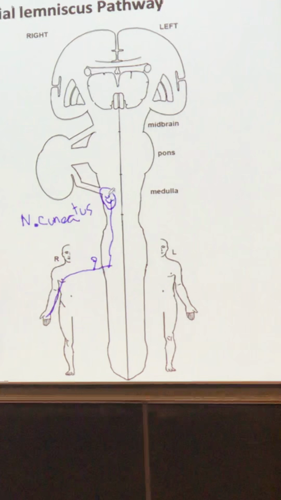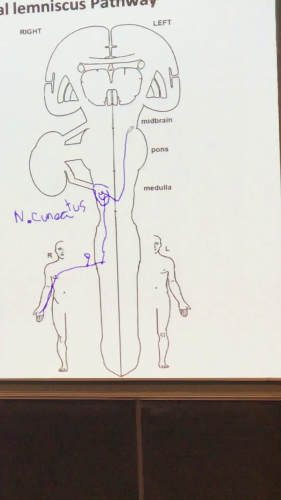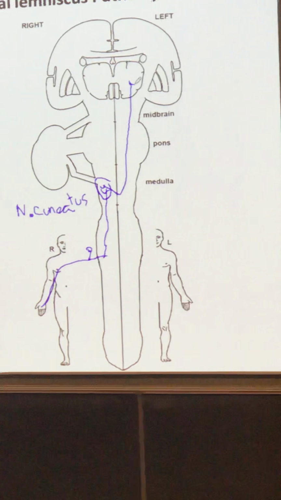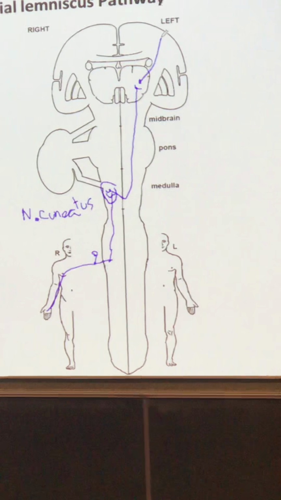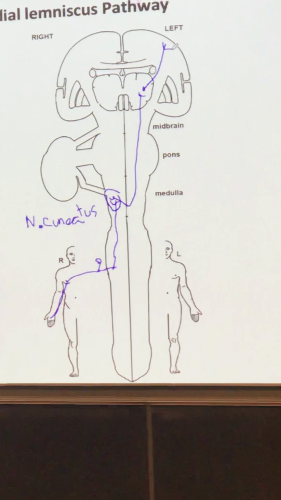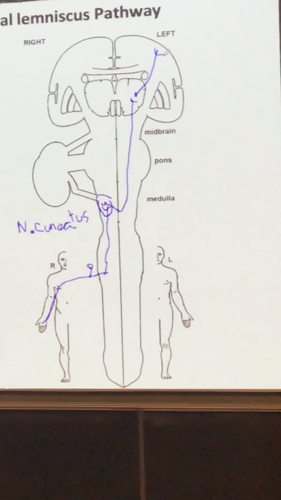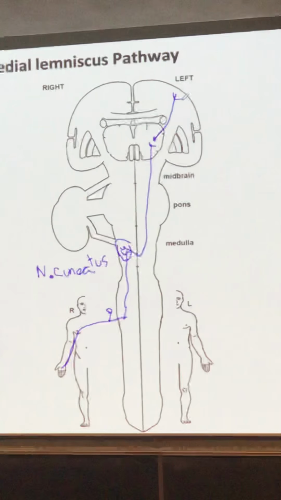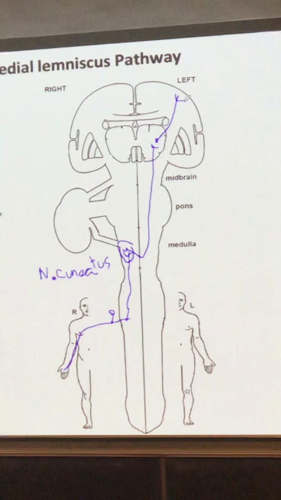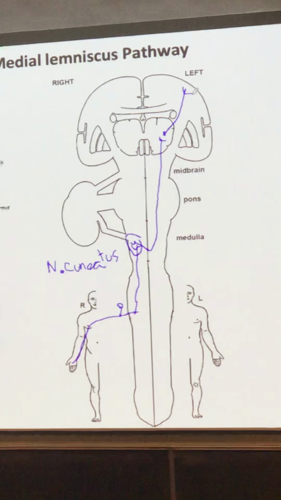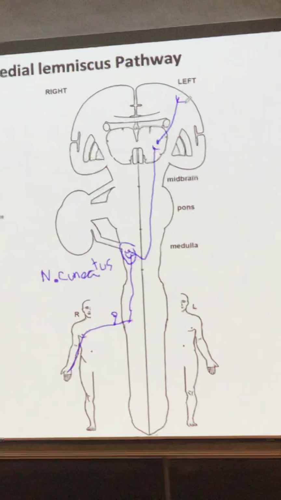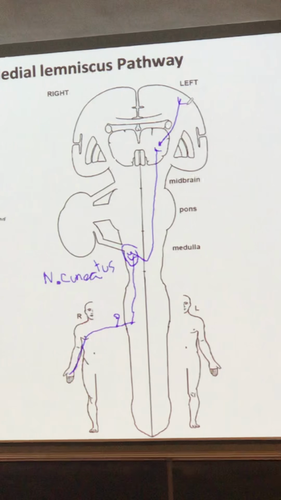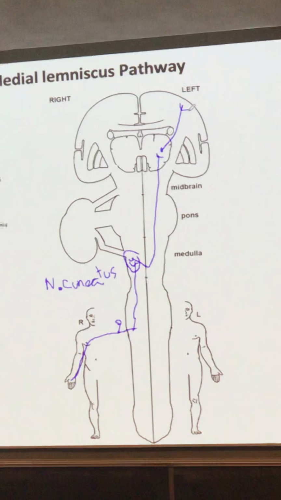Synapse. Cross, go up, and then go to my arm region. So no synapse in the spinal cord, no crossing in the spinal cord. The first synapse, this is why this is actually like the synapse.